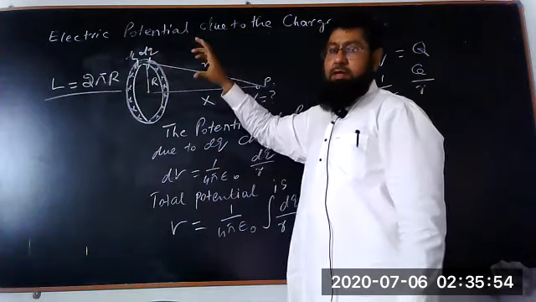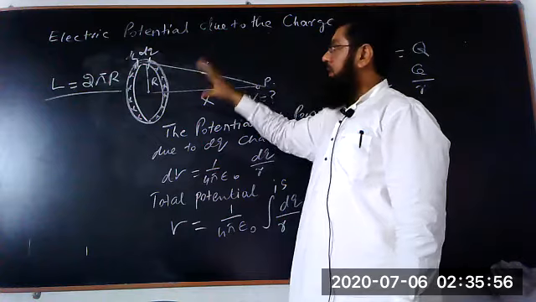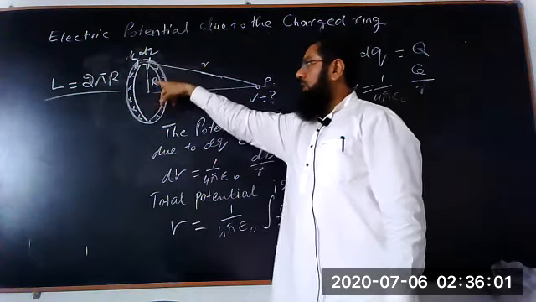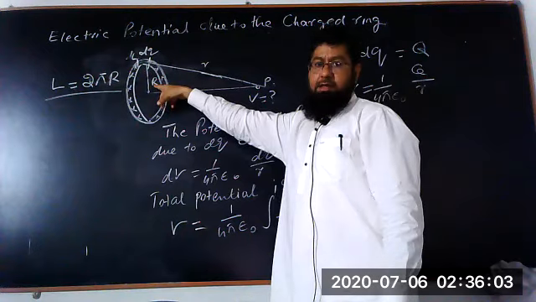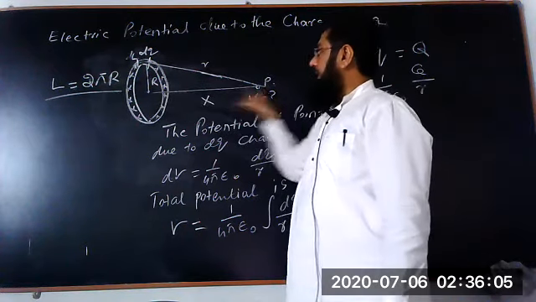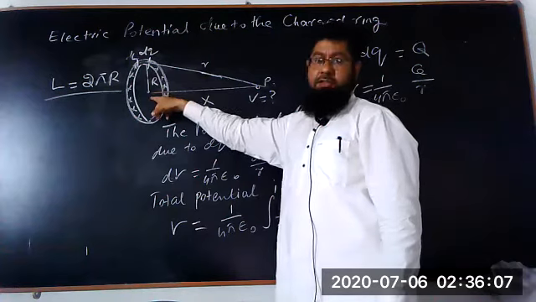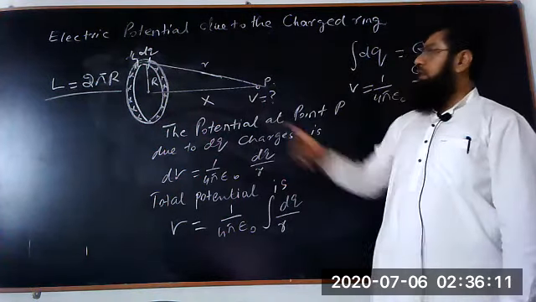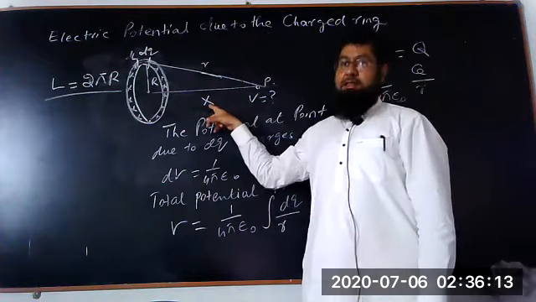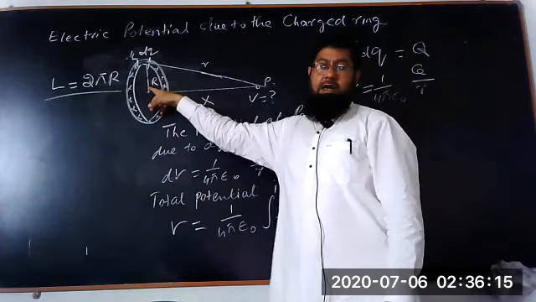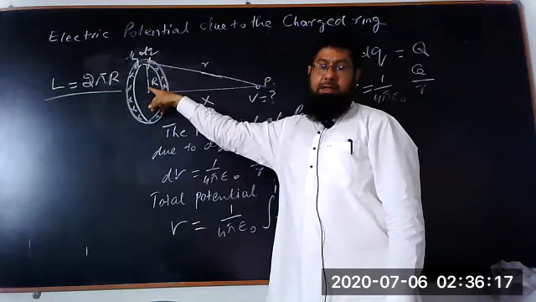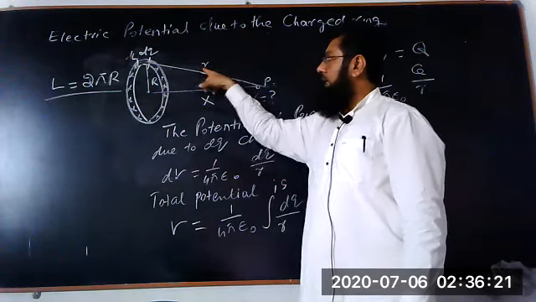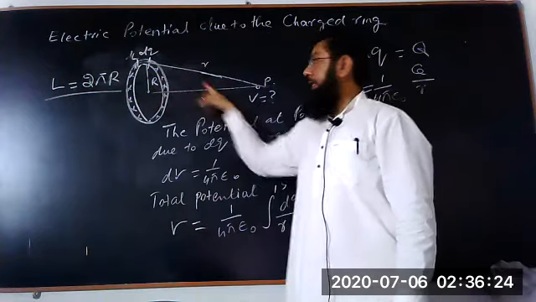But in the actual data we have given, consider a ring of charges whose radius is R, to find out the potential at a distance x from the center of the charged ring. So in the given data we have given the distance x and the distance R, and R is the radius of the ring. So we must convert this distance r in the form of this capital R and x.